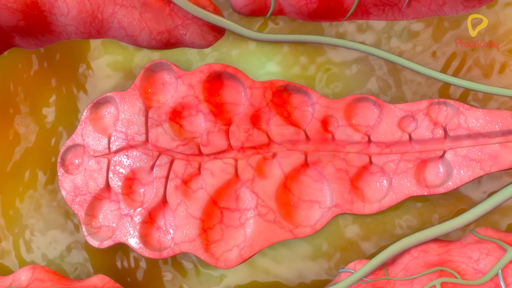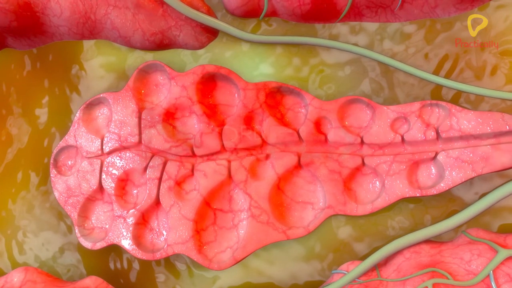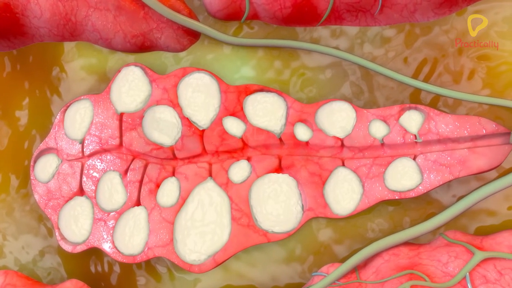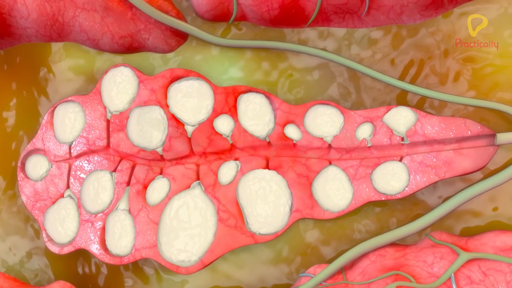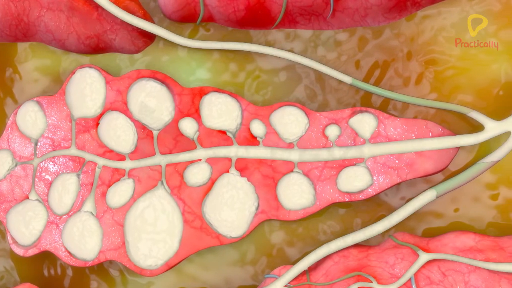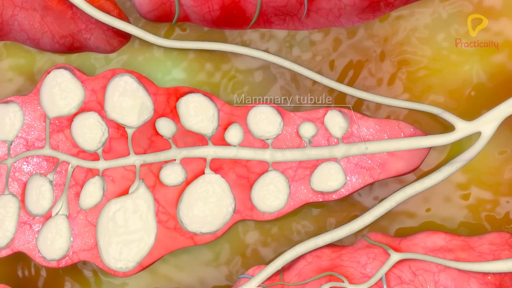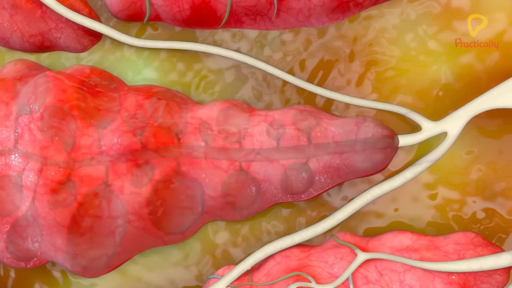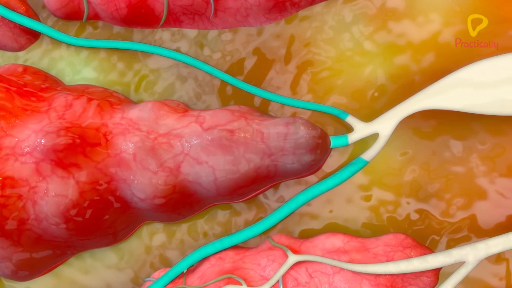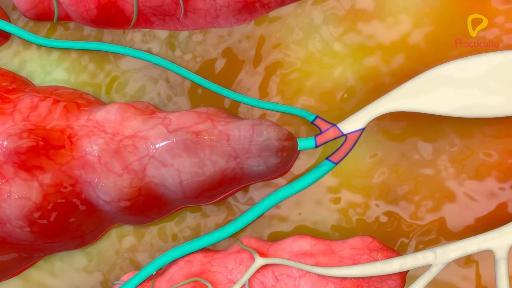The cells of the alveolus are cuboidal. They surround a lumen. The cells of the alveolus secrete milk, which is stored in the lumen. The lumens of the alveoli open into a mammary tubule. The mammary tubules of each mammary lobe join to form a mammary duct.